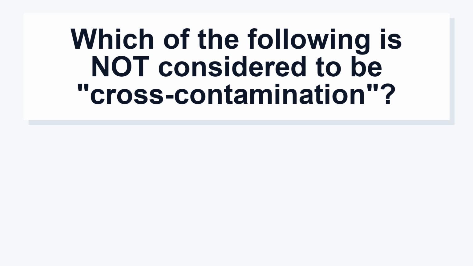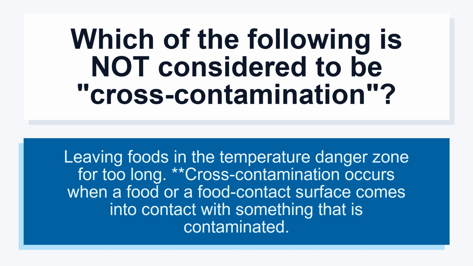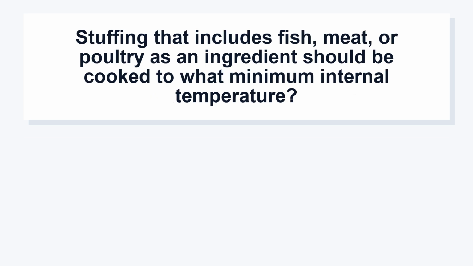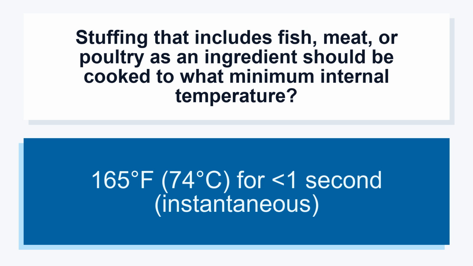Which of the following is not considered to be cross-contamination? Leaving foods in the temperature danger zone for too long. Cross-contamination occurs when a food or a food contact surface comes into contact with something that is contaminated. Stuffing that includes fish, meat, or poultry as an ingredient should be cooked to what minimum internal temperature? 165 degrees Fahrenheit, 74 degrees Celsius, for 1 second, instantaneous.